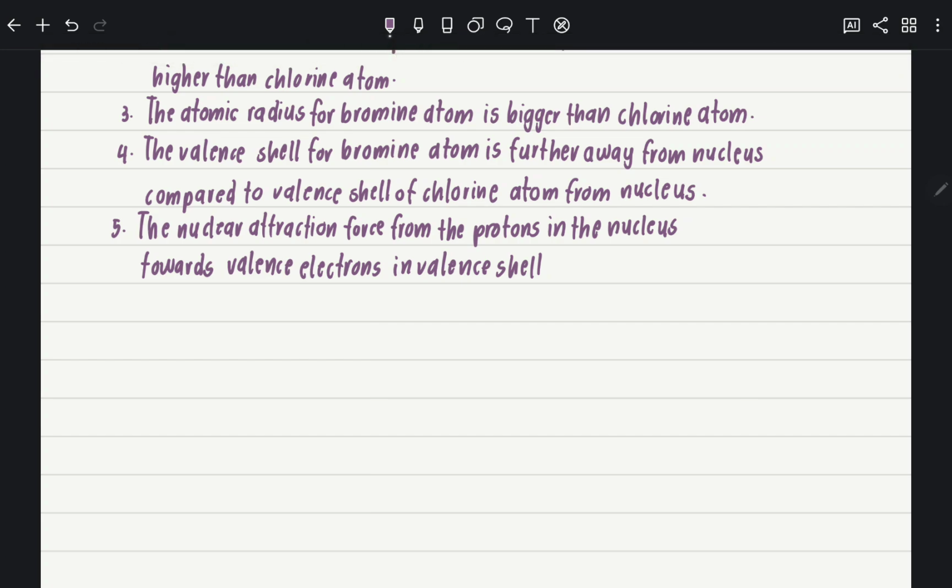the nuclear attraction force from the protons in the nucleus to the valence shell for bromine atom is weaker than chlorine atom. Okay, so I hope you understand this one. I explained in a very clear manner, so make sure you understand.